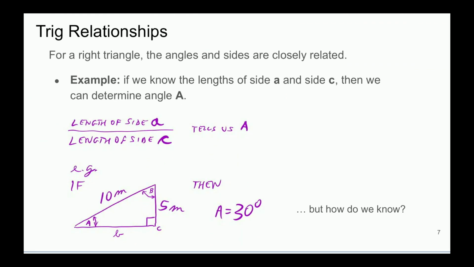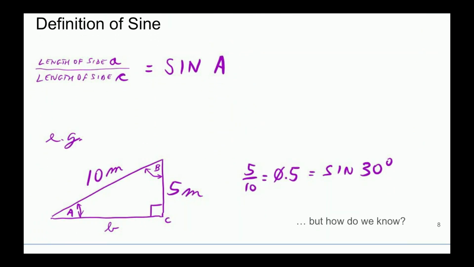Okay, so the relationships in trig just tell you the relationships between the lengths of two sides of a triangle. So for example, if you want to relate side A to side C to get angle A, you can use trigonometry and discover that A is 30 degrees in this example. But how do we know that? Well, your calculator knows. Because if you take the length of side A, divide by the length of side C, all you need to know is that that is the same as the sine of A.